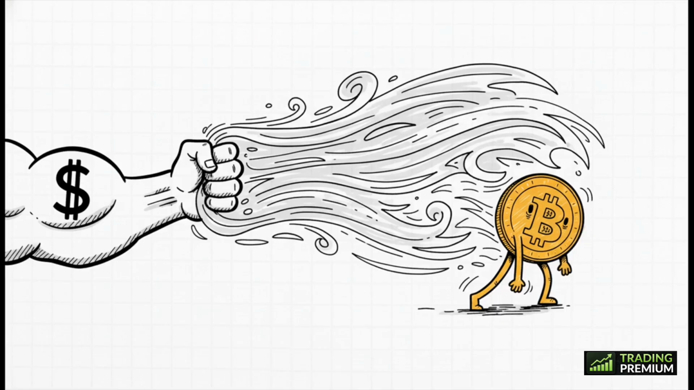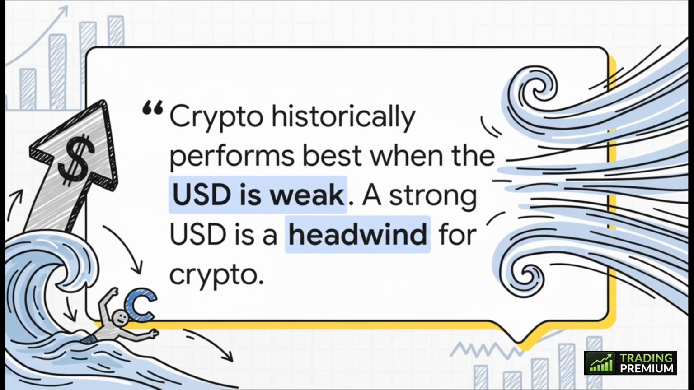It basically just measures the strength of the dollar against other major currencies. So, why should a crypto trader care? Well, because a strong dollar has historically been terrible news for crypto. There's this really powerful inverse relationship. When the dollar is strong, it's like a massive headwind for riskier assets like crypto.